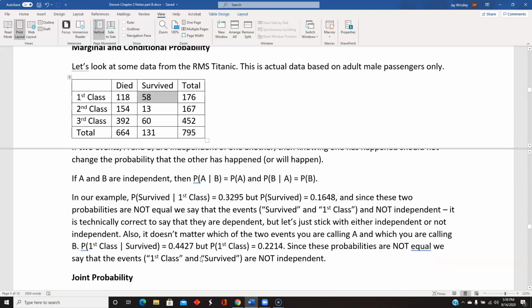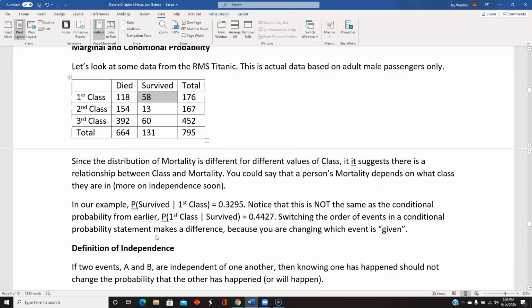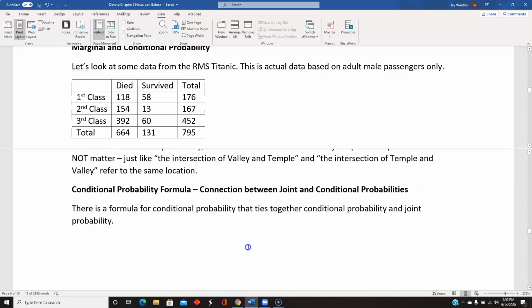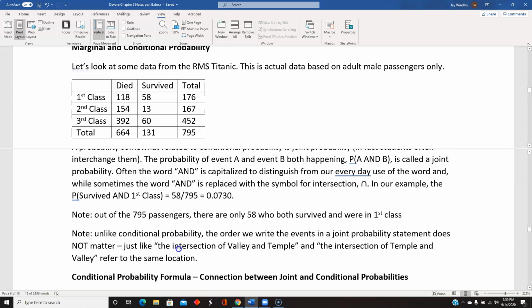Also, I was mentioning up here when we were talking about conditional probability that the order of conditional probability makes a difference. So if you say survived given first class versus saying first class given survived, those two answers are going to be different because you're changing the information, or which event is given. But for joint probability, it does not matter what order you say the two events in. It's similar to saying that the intersection of temple and valley is the same as the intersection of valley and temple. Those both refer to the same location.